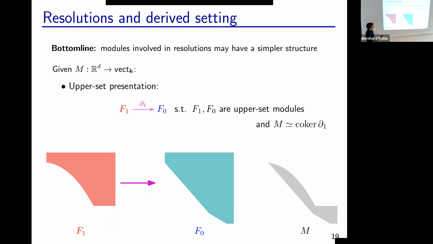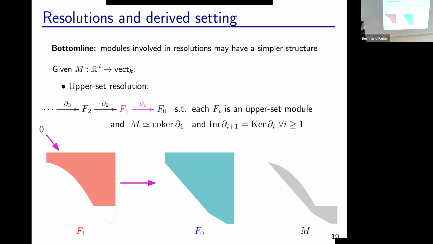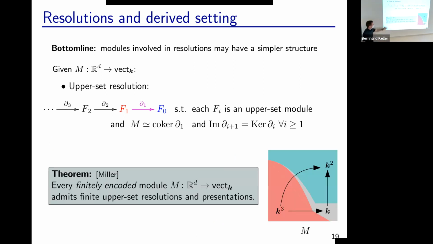Here's an example of an interval module over this interval here in gray. This can be represented as the co-kernel of this map from one upper set module to another. And likewise, I can take upper set resolutions. This exists by Miller's result under an assumption on M, that M should be finitely encoded.